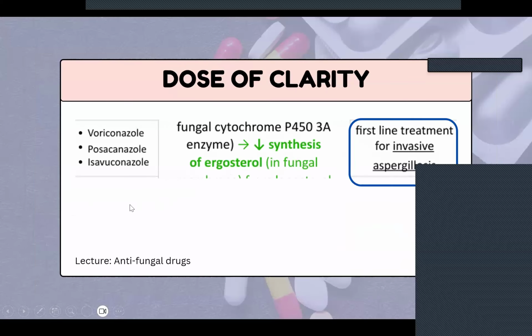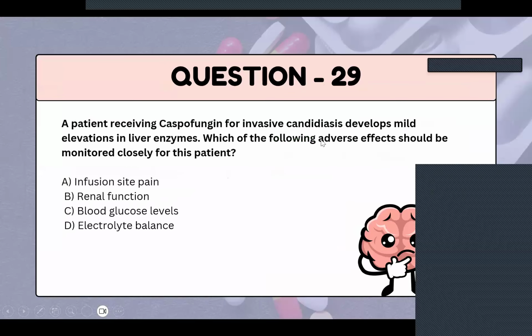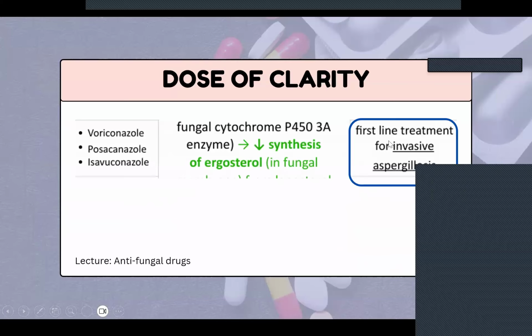Because the keywords here were first-line treatment for aspergillosis. And the first-line treatment for invasive aspergillosis is voriconazole. Amphotericin B can be used, but specifically, if they mention first-line treatment, you can go with voriconazole as the option.